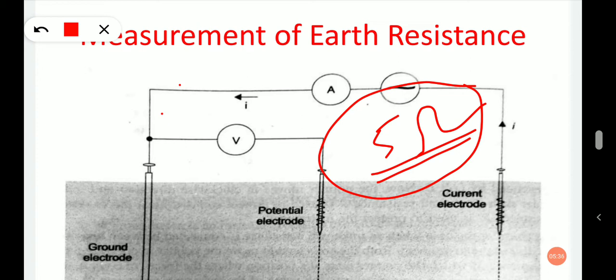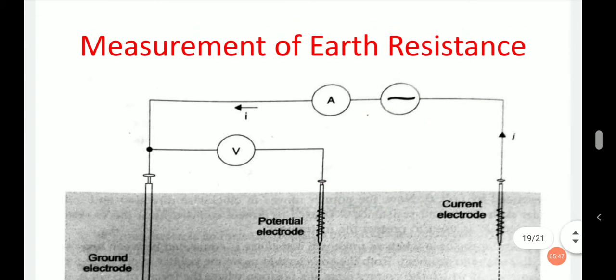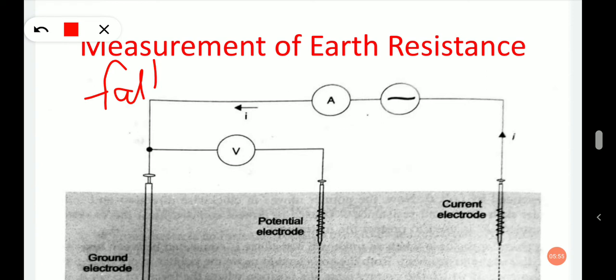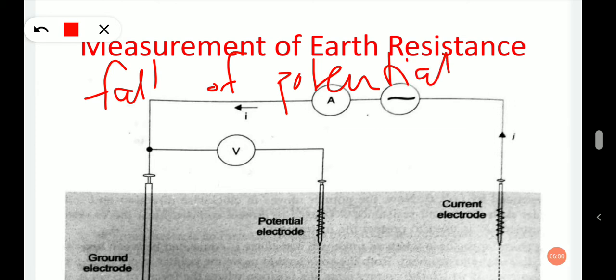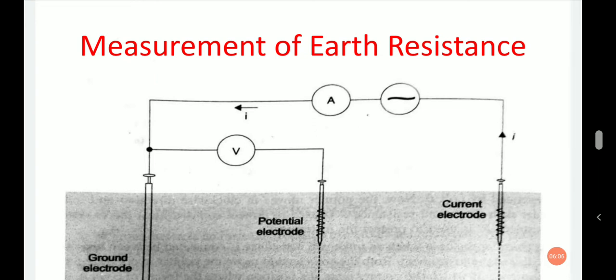The resistance of the earth is measured by fall of potential test method. This method demonstrates the ability of ground system or an electrode to carry leakage current.